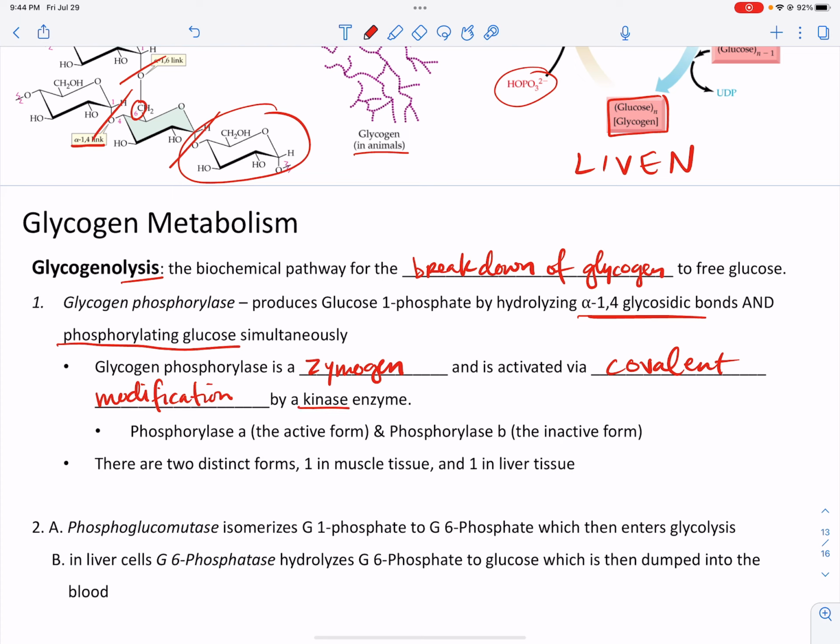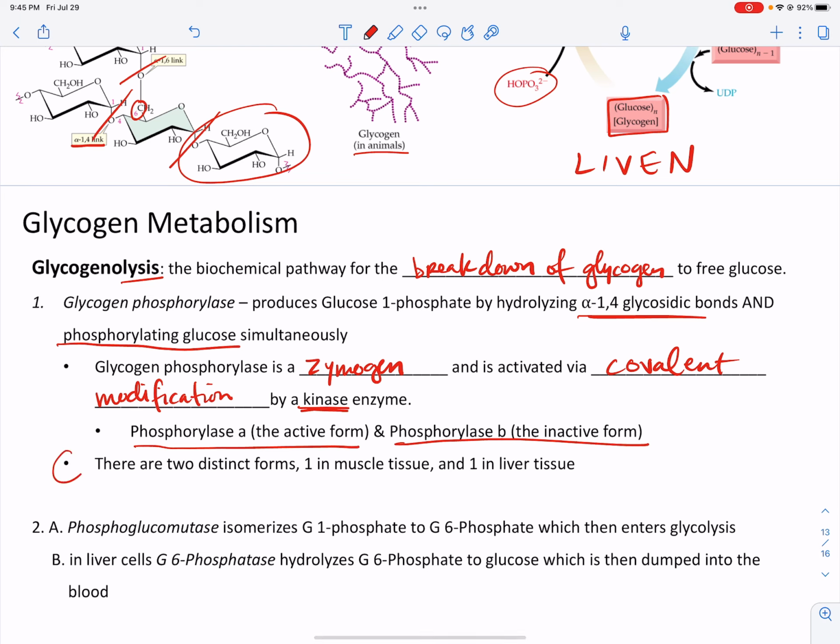By a kinase enzyme. What does a kinase enzyme do? It phosphorylates something. So glycogen phosphorylase itself has to be phosphorylated to be turned on, or woken up, to be awake. And so there are actually two forms of phosphorylase. The active form, also known as phosphorylase A, the inactive form known as phosphorylase B.